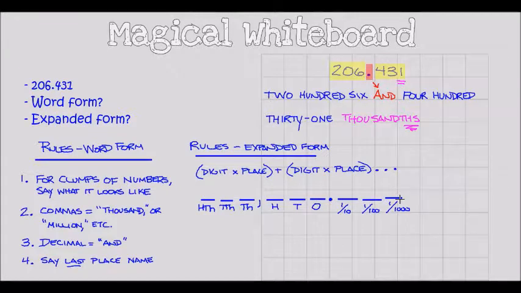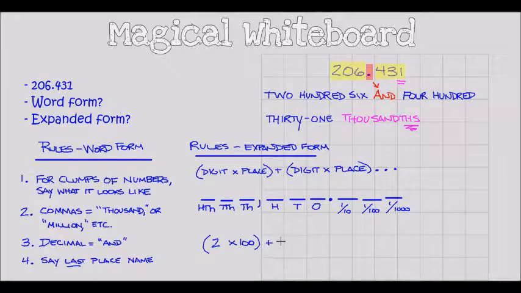So now that I know or remember the names of my different places, I can now look at my number, 206.431, and start plugging in digits and place values. So starting from left to right, my first digit is a 2, and that 2 is in the hundreds place, so I say 2 times 100.